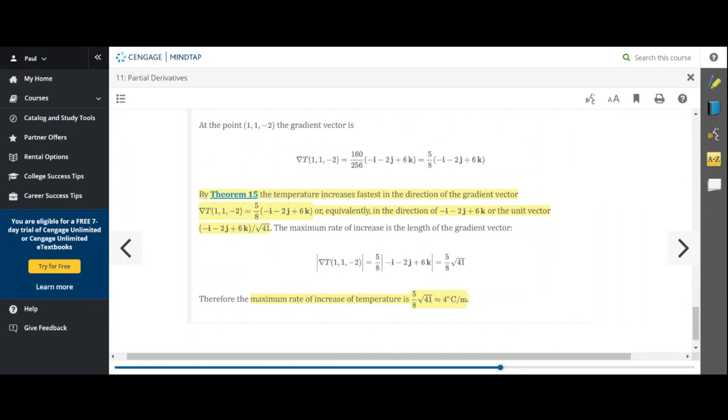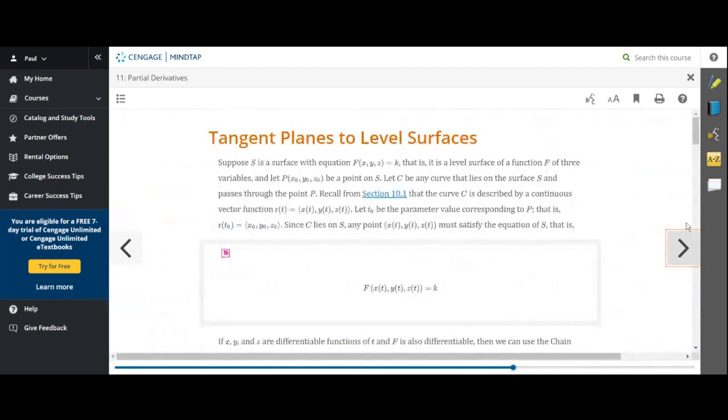Are there any questions on that? I have one more thing to talk about in this section, and then I think I'll be able to let you work a little bit. All right, if you're good with that, let us proceed. There is a topic called tangent planes to level surfaces.